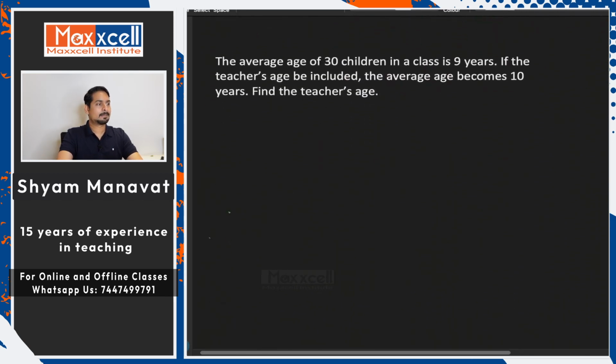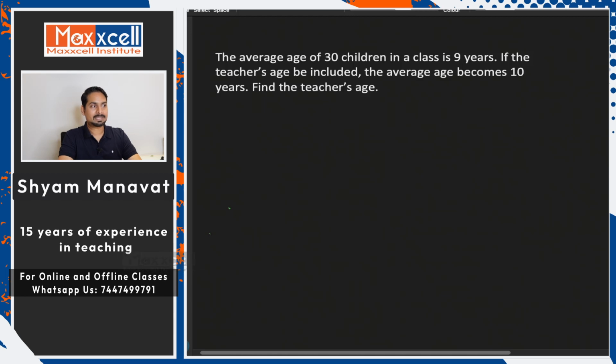Now, let's see this question. The average age of 30 children in a class is 9 years. Average is 9 years, of how many people? 30. If the teacher's age is included, what does the average age become? Okay, then the average age becomes 10 years. Find the teacher's age. Isn't it similar to the previous question? So can you pause this video and try attempting the question? Okay. Now let's look at the solution.